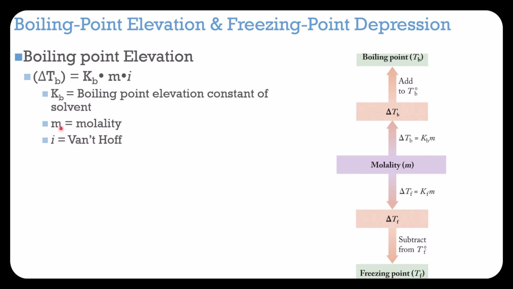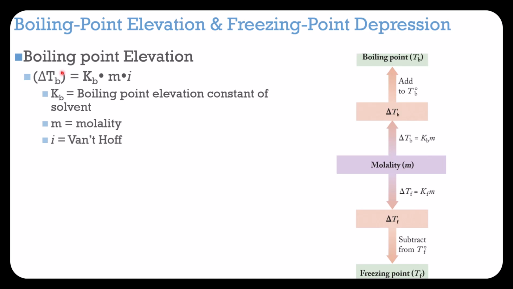The next one is that unit for concentration that we just introduced. So that next one is molality, right? That was that new unit of concentration. And then the last one is this thing called a Van Hoff factor. We'll break down what this i means in a couple slides from now. But as long as we know all three of these pieces, we can multiply them together, and that will tell us how much the boiling point is going to change.